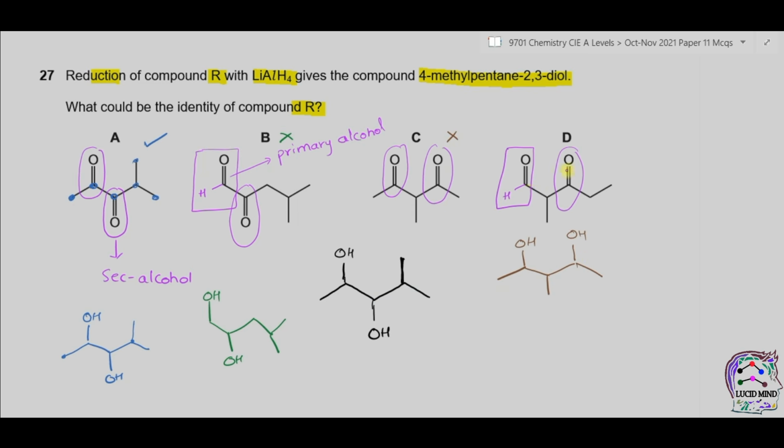Now making D, aldehyde to primary alcohol. Then we have a substituent. Then we have a secondary alcohol from a ketone. Again, this is also different. Correct option is therefore A.